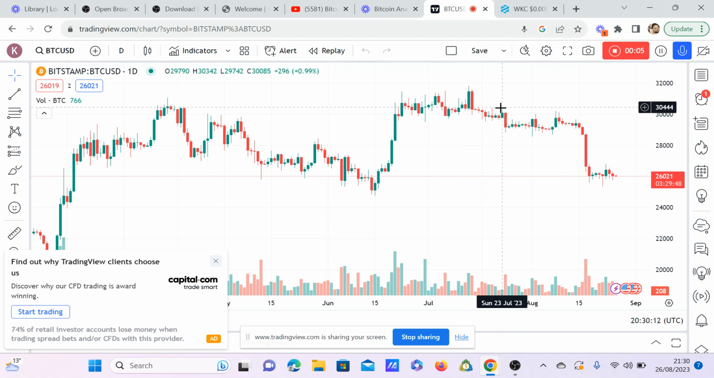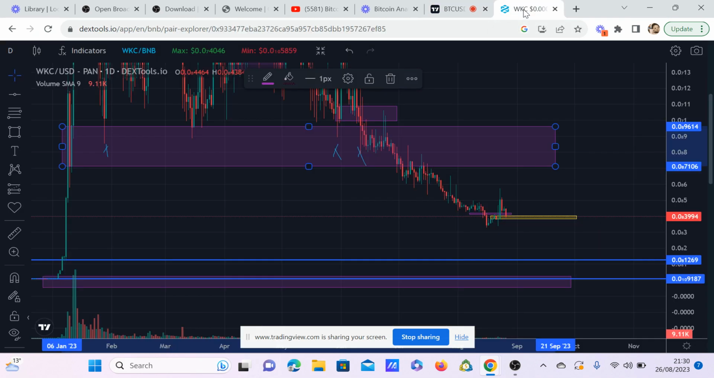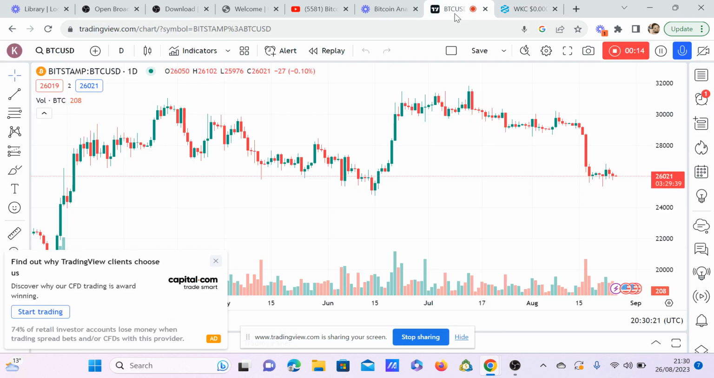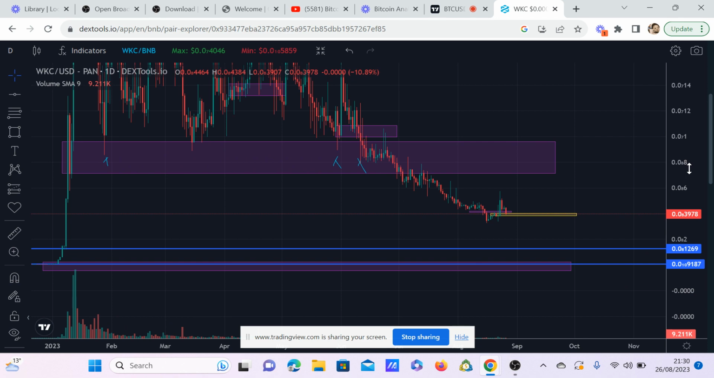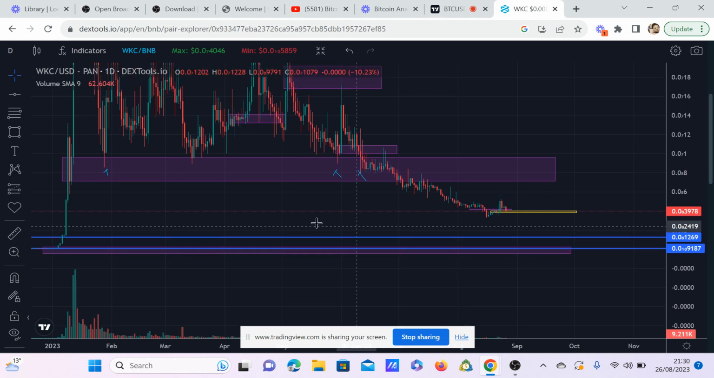In fact, today we'll be analyzing WikiCat. So let's go to our WikiCat session. Let's go to WikiCat on desktop on Dextools. All right, so this is our daily chat on WikiCat.